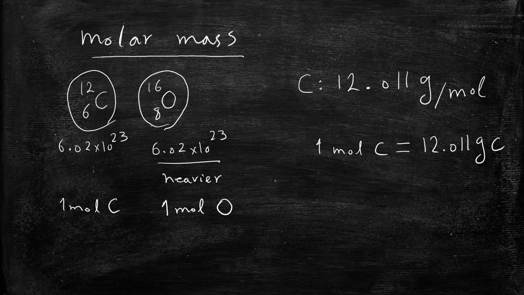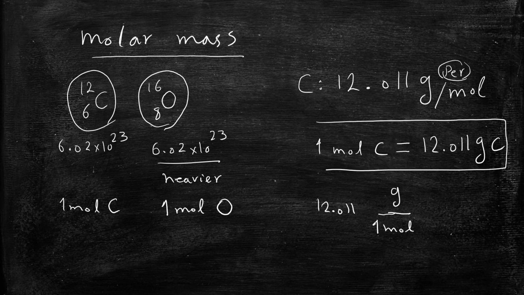So grams per mole. Per here means divided. So that means 1 mole here in the denominator. You can write grams per mole also like this: here 1, and on the top you have 12.011 grams. That's the definition of molar mass. And for every element it is different.